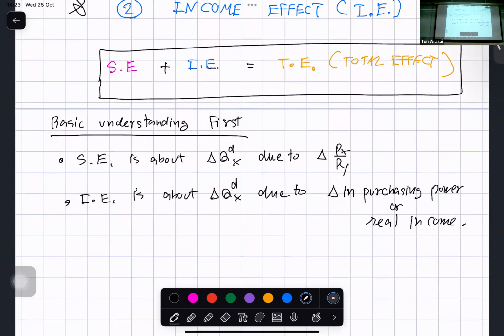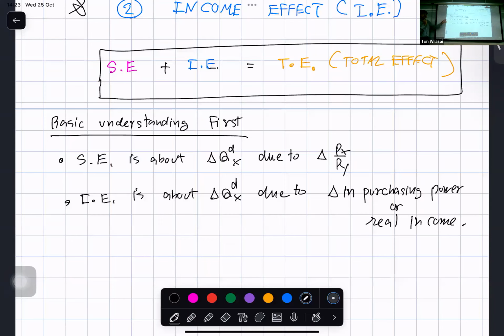Okay, basically, substitution effect is about he might buy less of pizza because pizza becomes more expensive relative to Pepsi. That's one reason. So we wrote he changed amount of consumption of pizza due to the fact that pizza becomes more expensive. Relative price change, as you observe, PX over PY change suggests that pizza becomes more expensive. Then he buys less of pizza.